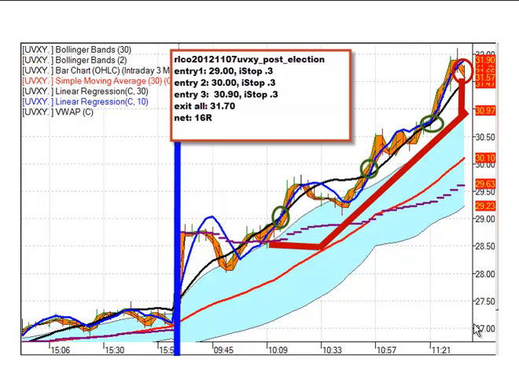Last week's chat room trade of the week was traded on November 7th, 2012. We're using the regression line crossover system, RLCO. The symbol we're trading is UVXY, the double VIX ETF, very volatile. It's a post-election trade, meaning this is a trade that happened the morning after the November 6th presidential election.